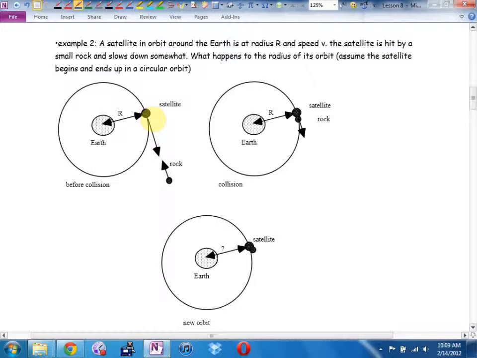A satellite in orbit around the Earth is at radius r and speed v. So it's in a stable orbit. But it's hit by a small rock, and that small rock causes it to slow down. It loses some kinetic energy. What happens to the radius of the orbit? Assume the satellite begins and ends up in a circular stable orbit. Okay? So we have a satellite, collision.